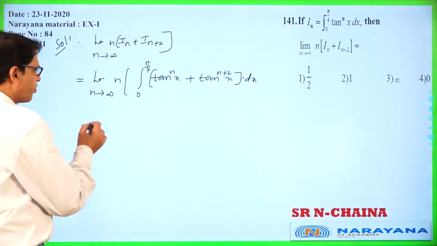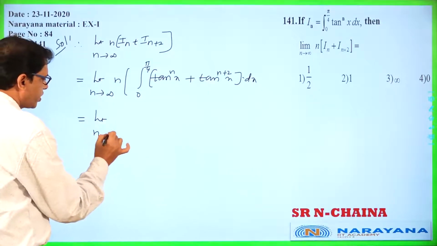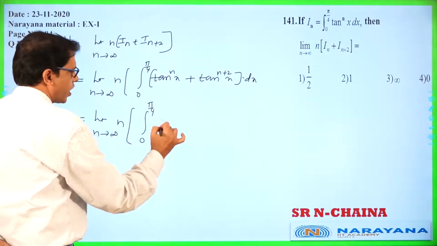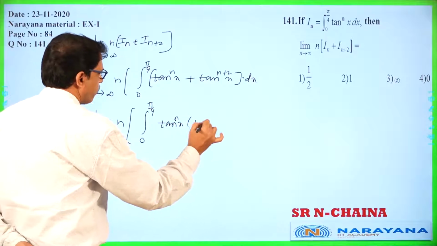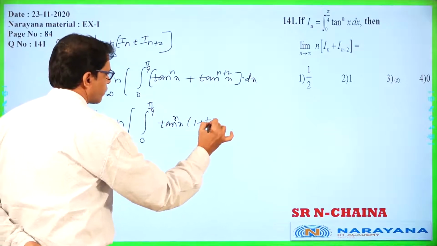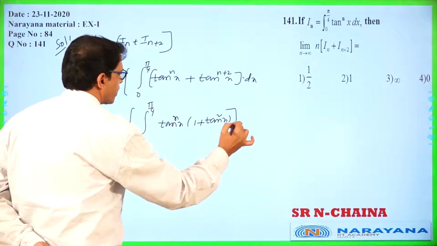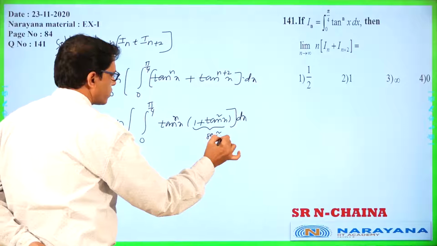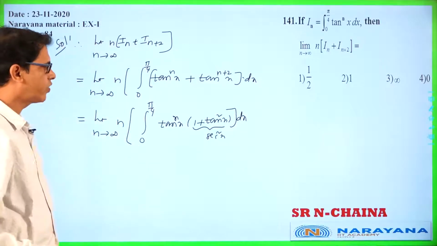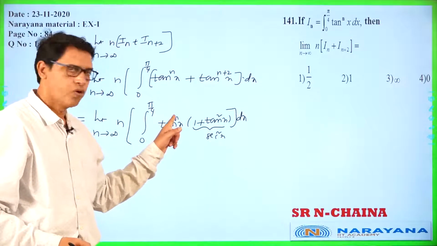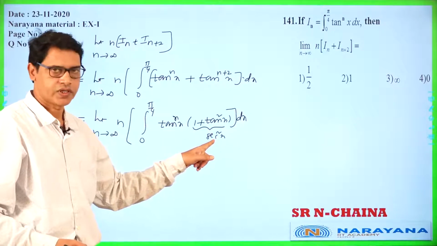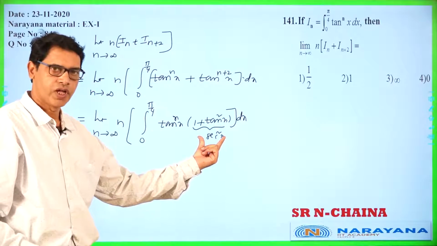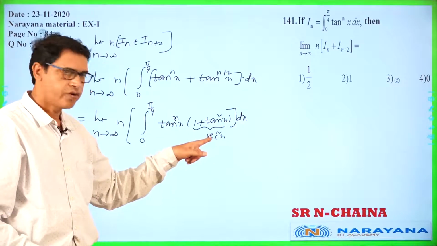Here you can take tan to the power n as common. So limit n tends to infinity, n into integral 0 to pi by 4. If you take tan to the power n common, we get 1 plus tan square x, dx. So 1 plus tan square x is what? Secant square x. So now here you can apply the formula: f of x whole to the power n into f dash of x. Just now I said the derivative of tan is what? Secant square.